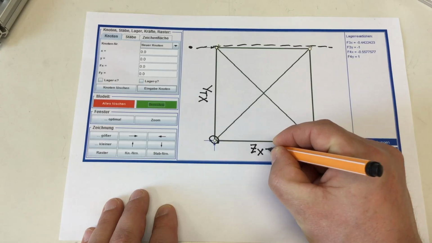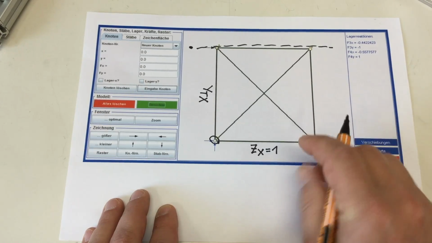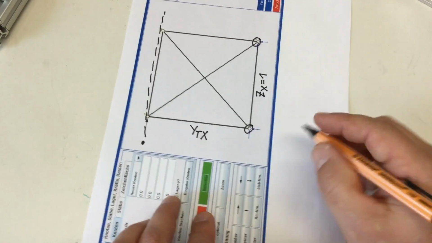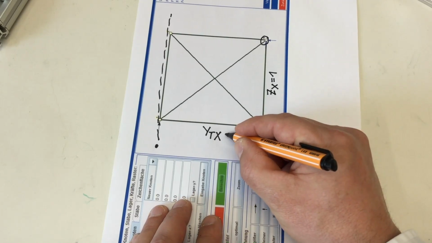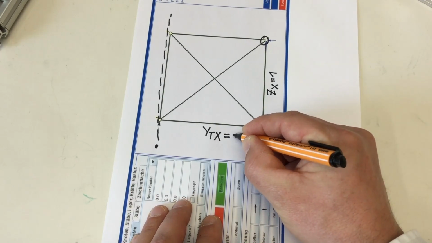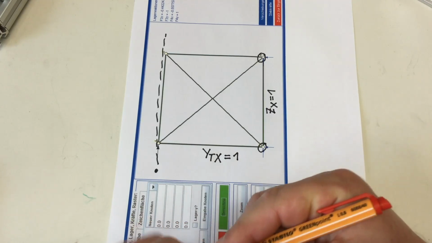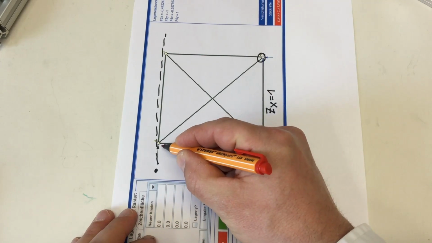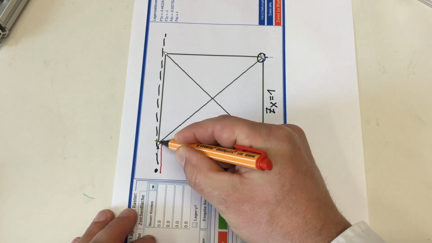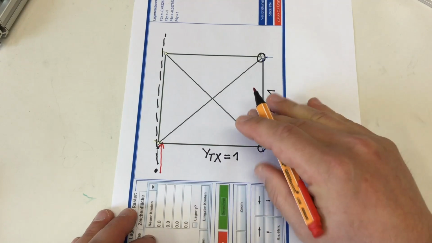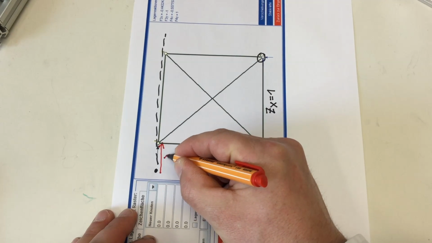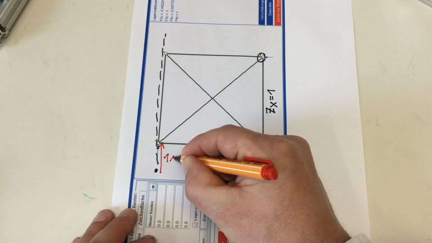So that x is the length of 1 and y tx has the length of 1, and I set my force on the tool also to exactly 1, in this case 1 Newton.